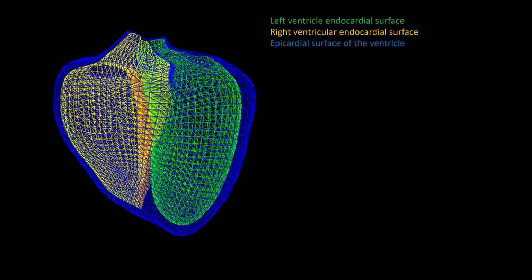The models being used today were modeled using real cardiac MRI data and can show how the ventricular wall moves throughout a cardiac cycle. In this model, we can see the anterior view of the heart with the left and right ventricles. The endocardial and epicardial surfaces are color-coded, with green and yellow showing the endocardial surface of the ventricle, while the blue shows the epicardial surface.